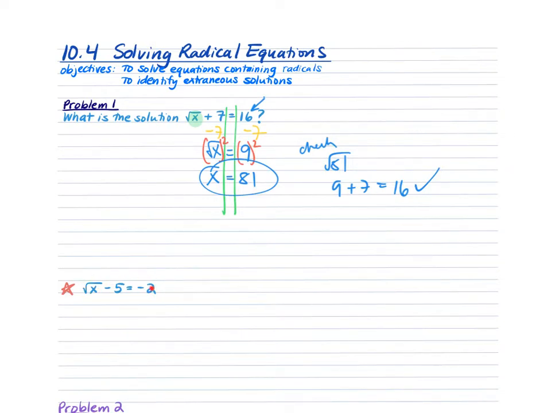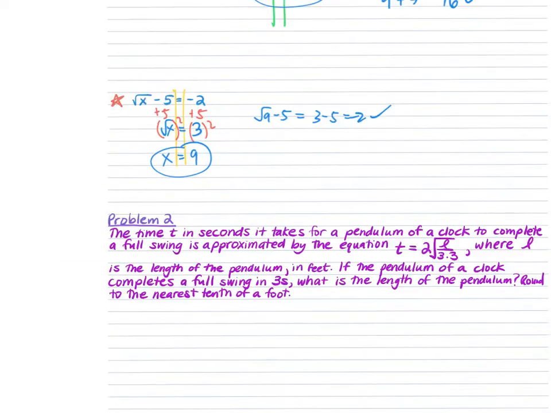Okay, so try this one on your own. Get x by itself for your solution, and then after you push pause, check back for the solution. Okay, hopefully you got x equals 9. I just add 5 to both sides and then square both sides. And then if you plug 9 in here, square root of 9 is 3, minus 5 is negative 2. So you can see that that works.